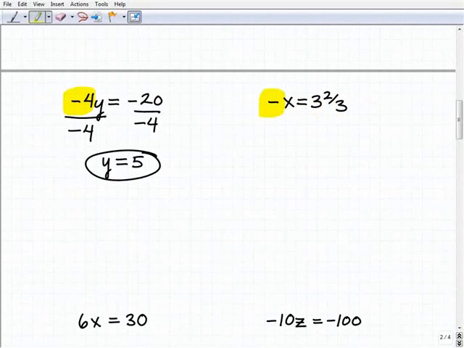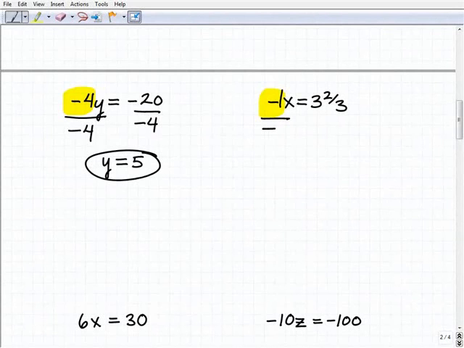So right here, this is pretty close to being solved. Okay, x equals 3 2/3 would be nothing to do. That problem is completely solved, but we have a negative there. So that's really like a negative 1, x equals 3 2/3. So I still need to solve for x.